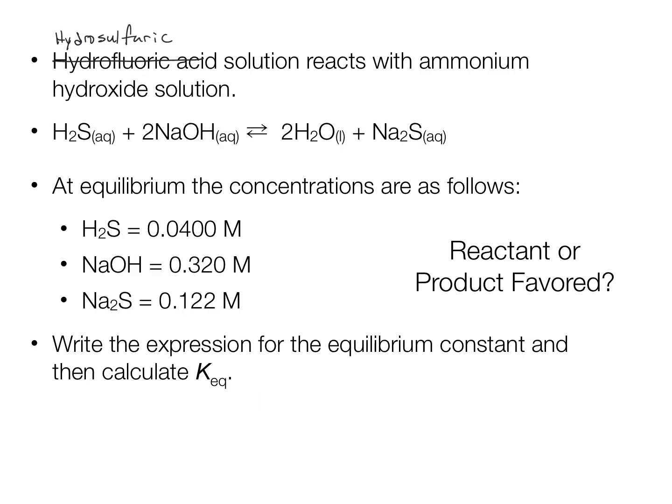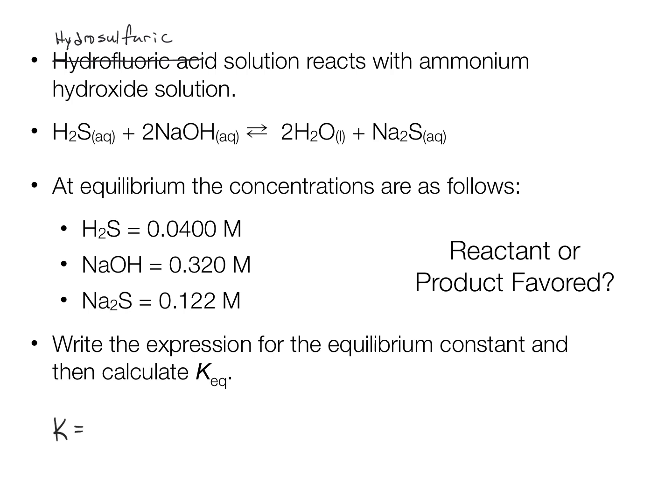Let's finish the video with one more example. We start with hydrosulfuric acid. It reacts with sodium hydroxide solution. So I've got the 2 reactants, and the products are water and sodium sulfide aqueous, or sodium sulfide solution. So I've given you the numbers at equilibrium for the following concentrations. We got the H2S, or the hydrosulfuric acid, sodium hydroxide, sodium sulfide. And first we need to write the expression before we can calculate.